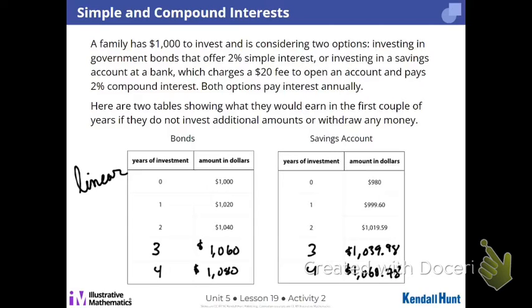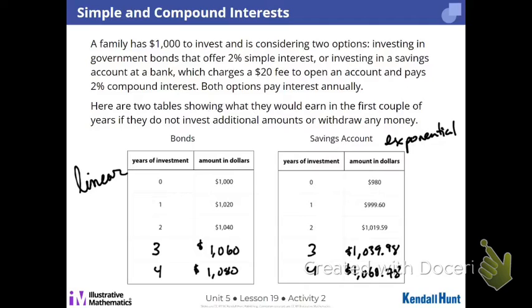Okay, so this one, we're going to get there in a second. But is this linear or exponential? Is it going up the same? No, so it has to be exponential. Now I'm going to need your help because the questions are on the next slide and I want to see this slide. So who can read me the next question?